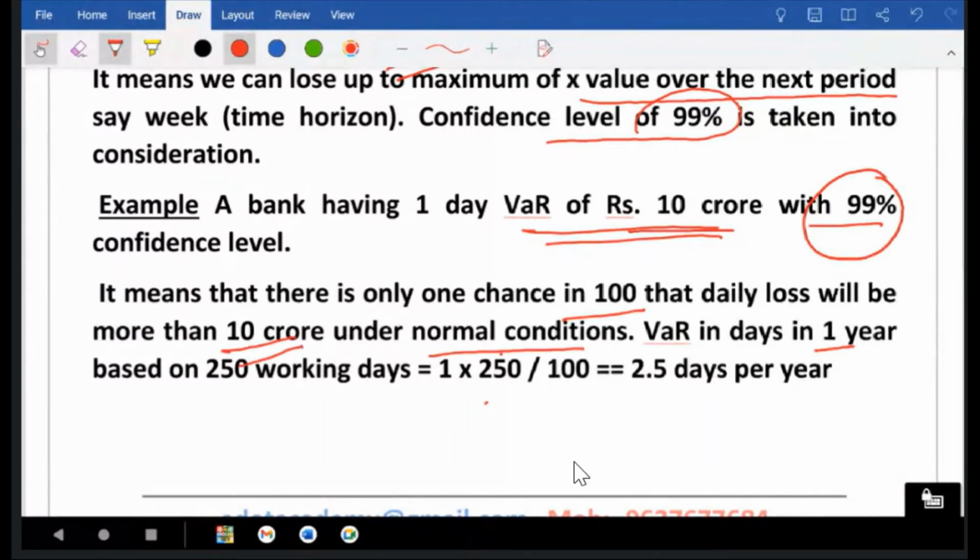So we are counting days in a year, which means in a year there are 250 working days. So 1 by 100, because the chance is 1 by 100, into 250. So we get 2.5 days per year. So in this way we can calculate the VaR also.